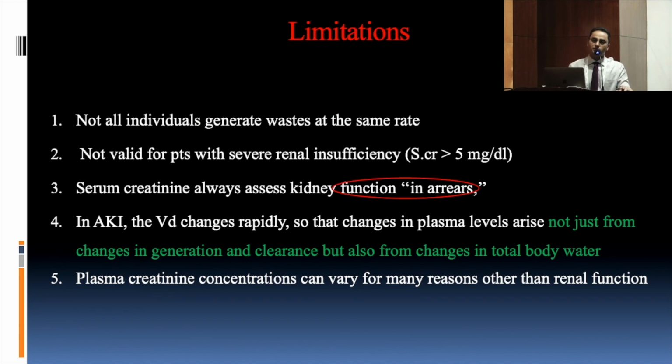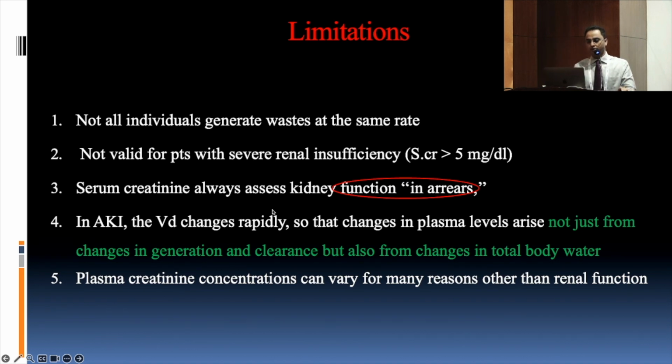So there are lots of limitations to the Cockcroft-Gault formula. Not all individuals generate waste at the same rate. If you give too much volume resuscitation, assume you have given 3-4 liters in the initial 24 hours, it will have a dilutional effect on the creatinine. If the patient is hemoconcentrated, he can have a high creatinine. If he has bulky muscle mass, he can have a high creatinine. So we can't rely on creatinine value and creatinine clearance for calculating our antibiotic dosage. The Cockcroft-Gault formula is not valid for patients who have a creatinine of more than 5.